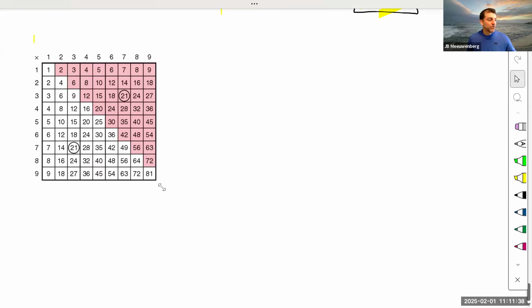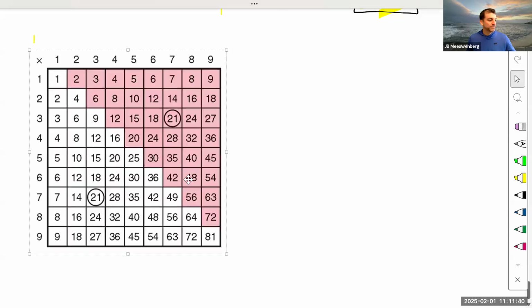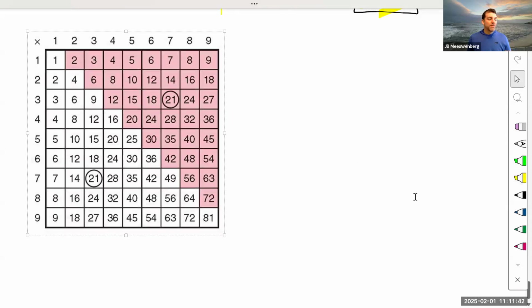We discussed this back in the addition section. There's all the groups of single-digit numbers times the other single-digit numbers. And what I've got circled here is 7 times 3 is 21, but also 3 times 7 is 21.